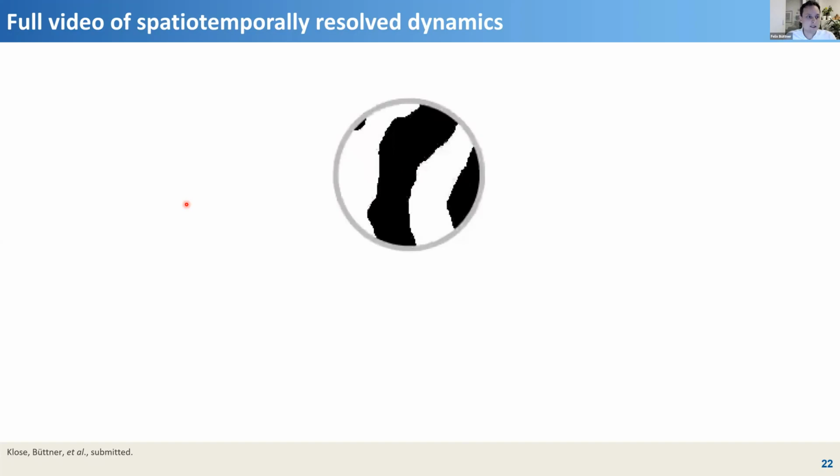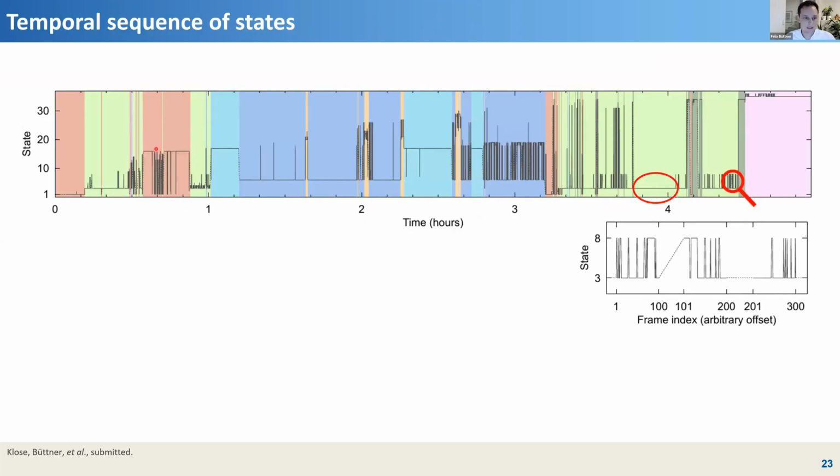The temporal sequence of states is then shown here. We have the time here, the state number here, and we recorded a total of 36 different states. You see already that there's vastly different dynamics happening here. Some dynamics are happening very fast, some switching processes, and at other times the system remains stable for several tens of minutes.